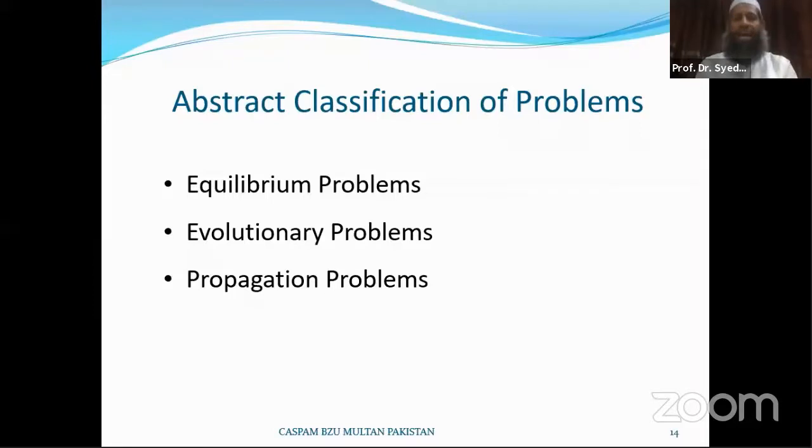Now, if we have some rule that governs the rate of entrance and rate of exit, we don't know exactly the number of people, but we know the rate at which people are entering and the rate at which people are leaving.